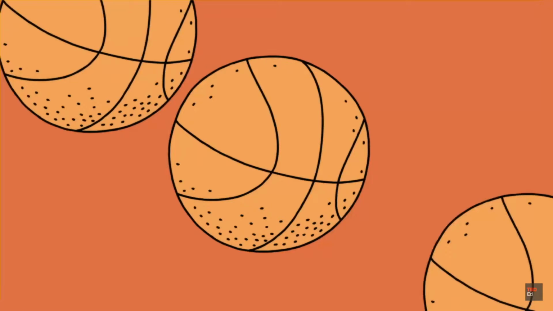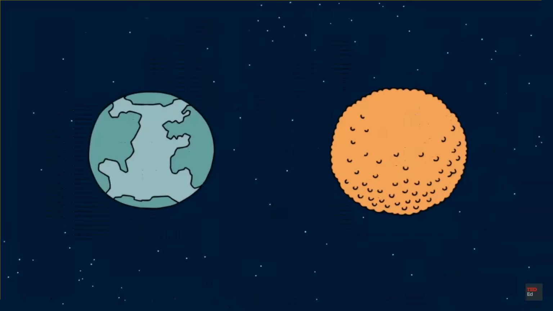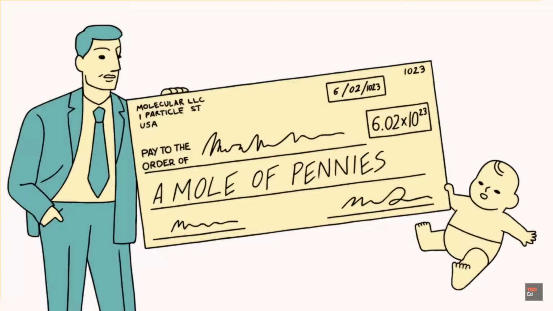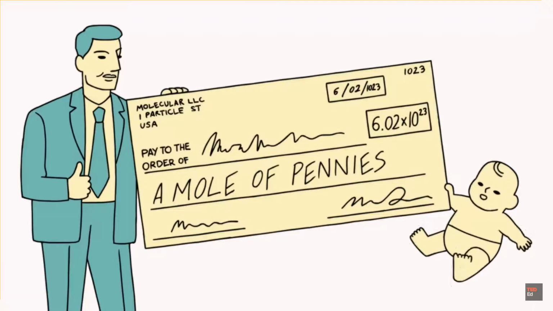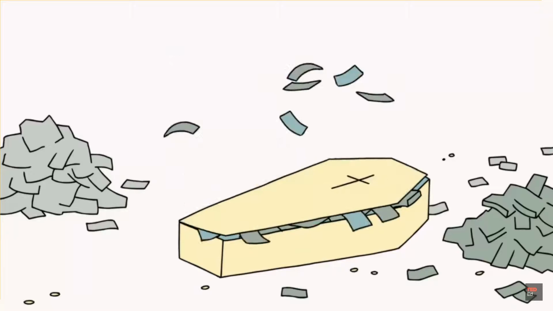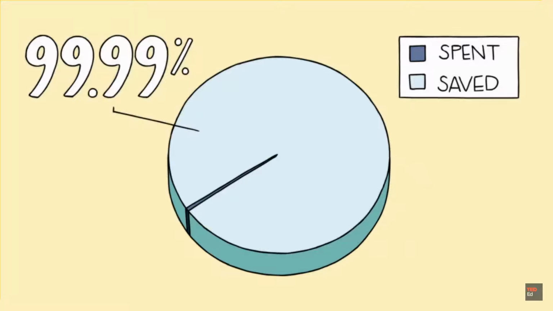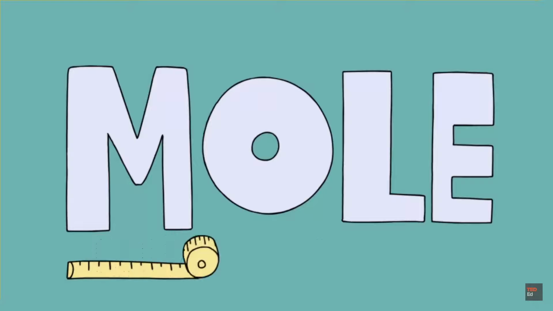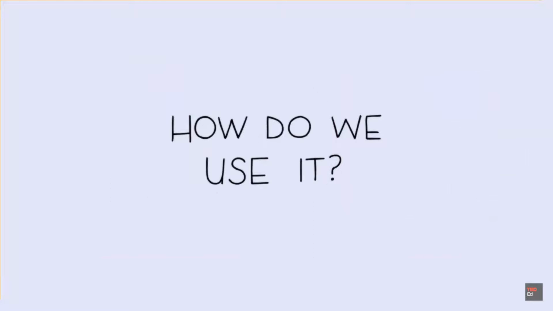If you had a mole of basketballs, you could create a new planet the size of the Earth. If you received a mole of pennies on the day you were born and spent $1 million a second until the day you died at the age of 100, you would still have more than 99.99% of your money in the bank. Okay, now we sort of have an idea how large the mole is. So how do we use it?